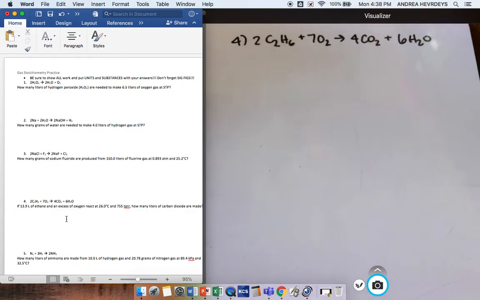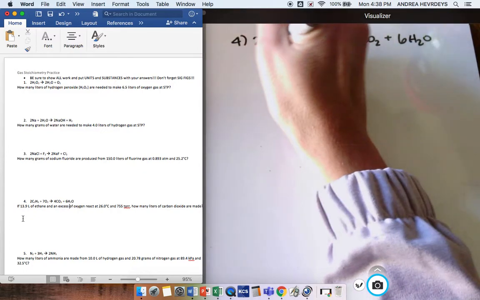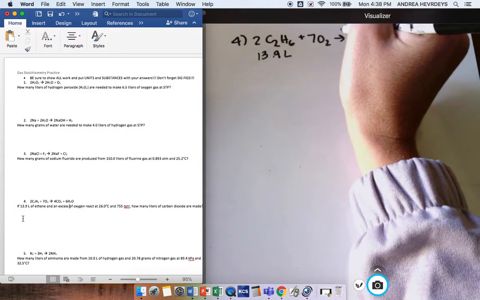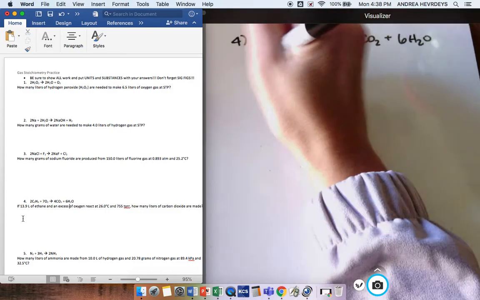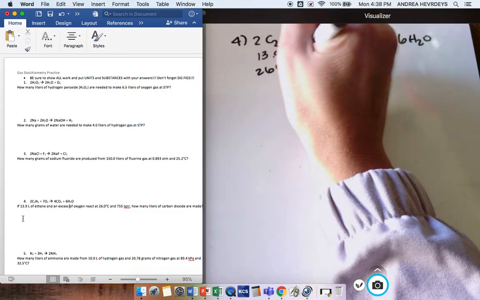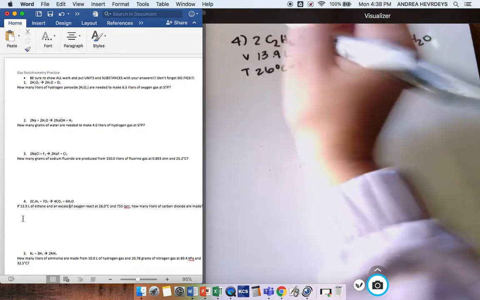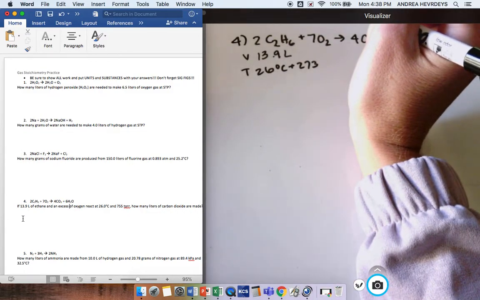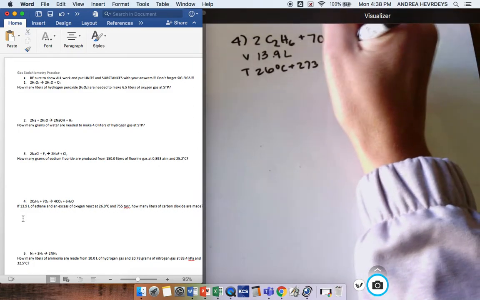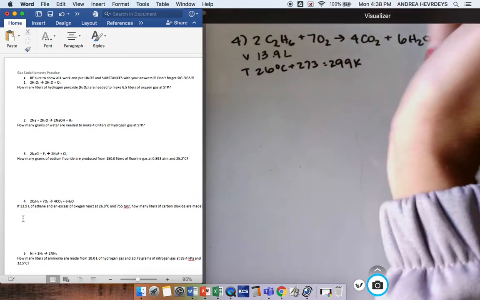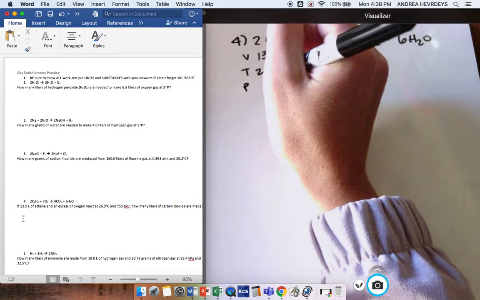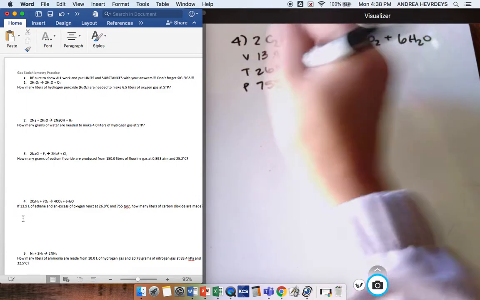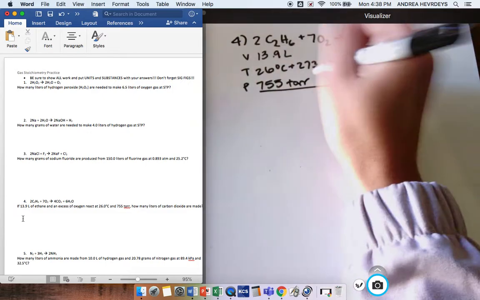Just to make them read a little bit differently, because you guys are not ready for limiting reactants today. So if I have 13.9 liters of ethane and excess of oxygen, which is a nice thing, but this is at 26 degrees. 26 plus 273 is 299 Kelvin. And a pressure of 755 torr. I don't want torr.